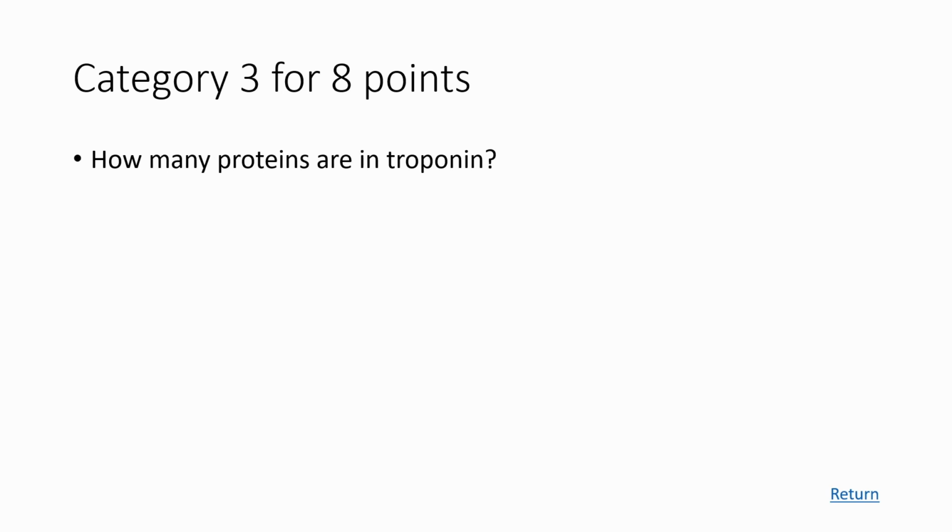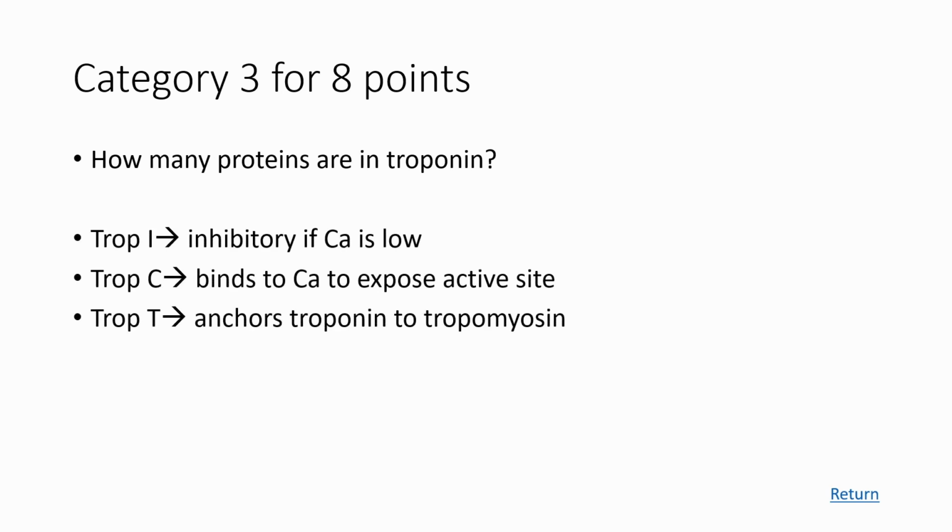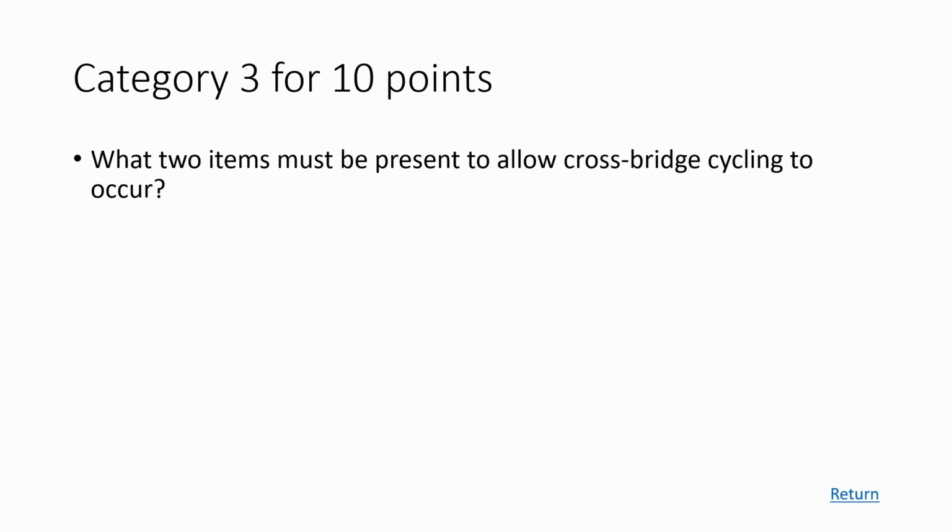How many proteins are in a troponin? Three. Make sure you know what they do. So I is inhibitory, C binds to calcium, T anchors your troponin. Okay. What two items must be present? ATP and calcium. Okay. Why is the calcium important? It binds to troponin. Which troponin does it bind to? C. And what does that do? Exposes the active site so you can have a cross-bridge form.